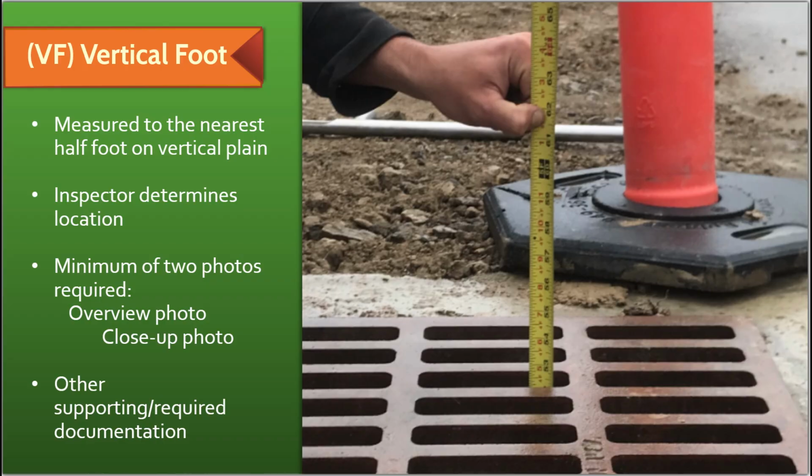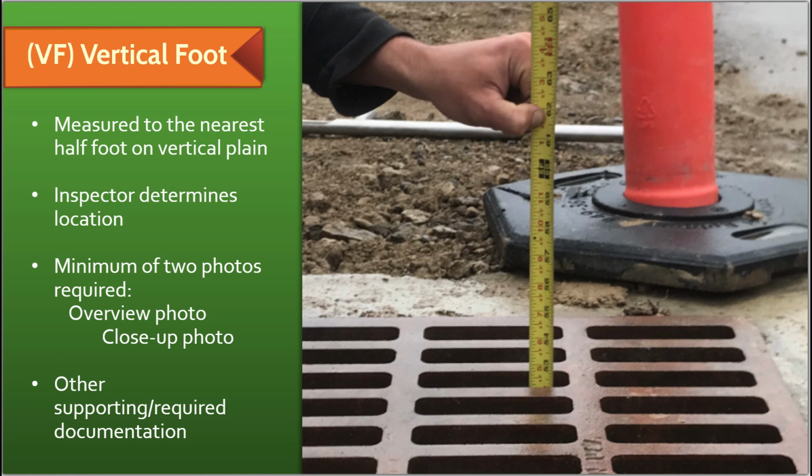Like linear footage, vertical footage items are typically paid per actual feet measured, but differ because the measurement is to the nearest half foot and is measured on the vertical plane. The inspector will use the project specifications book to help determine the most appropriate location to measure the construction item after it has been installed.